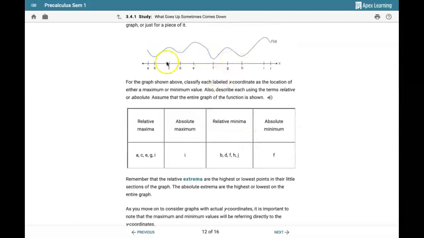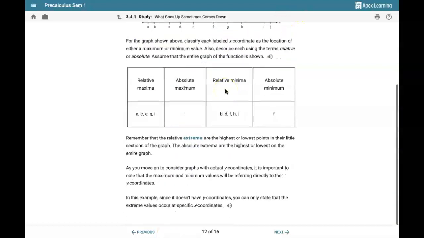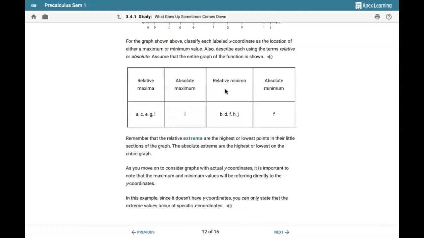So right here, we just really looked at identifying the x coordinates. I know we used letters here, but we would be talking about the x coordinates, and then if we were able to see, we would be able to figure out what the y coordinate is, telling us how high or how low something is. And that's exactly what it says. Since it doesn't have any y coordinates, you can only state the extreme values according to the specific x coordinates.